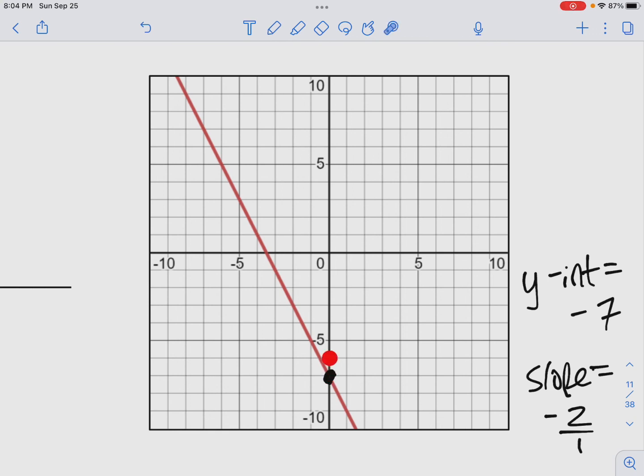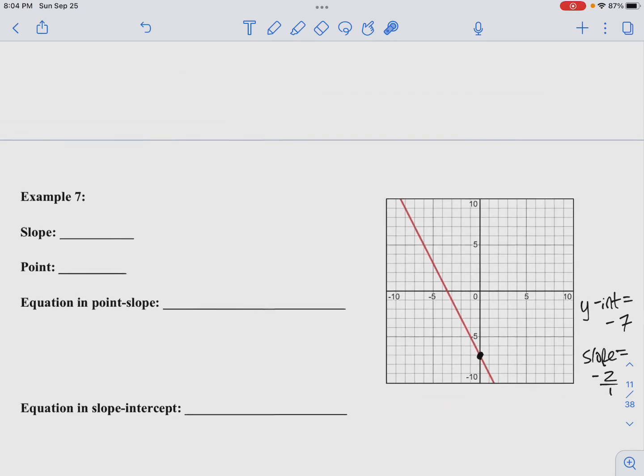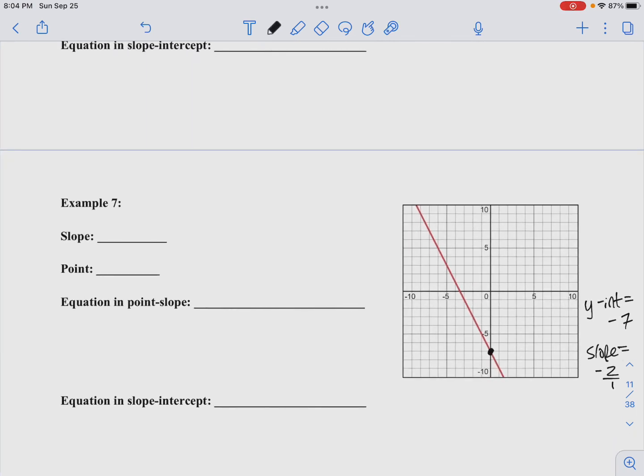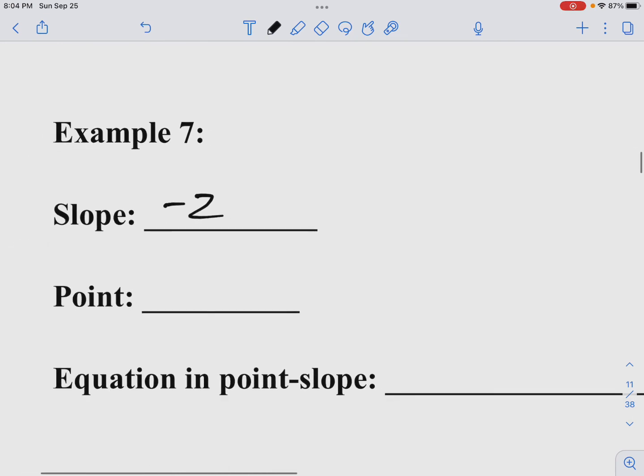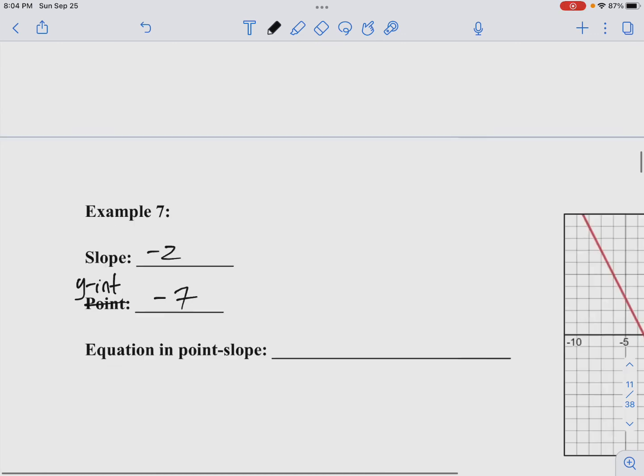So again, I'm going up 2, left 1, so this would be positive 2 divided by negative 1, which gives us our negative, or you could go down 2, right 1. That would be negative 2 over 1. Same thing, we get a slope of negative 2. So remember my slope, I got negative 2, same thing as negative 2 over 1. My y-intercept was negative 7.